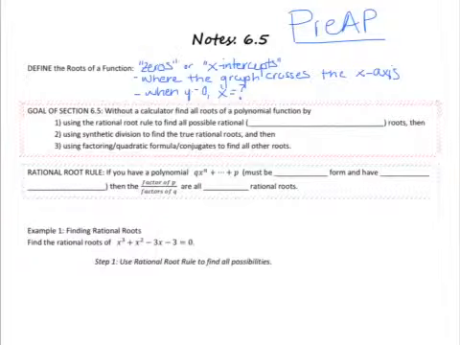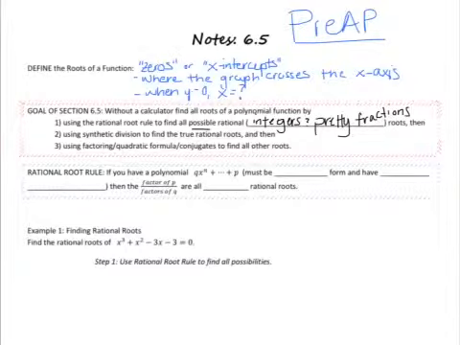We're going to do this by first using the rational root rule to find all possible rational roots. When we say rational, we mean integers, and for a less official math word, pretty fractions. Alright, that's what we mean by rational. Now, after that, we're going to use synthetic division, which you have used before, and we like that, to find the true rational roots.